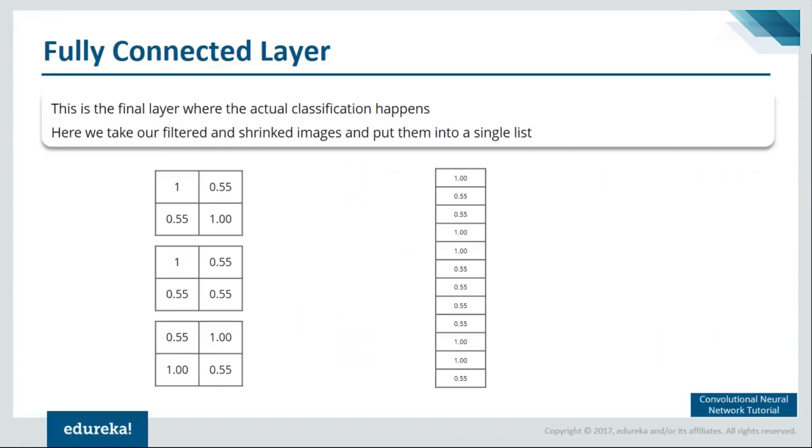Okay. So what we are doing here is we are going to take the shrunk images and put them into a single list. So basically this is what we have got after passing through two layers of convolution, ReLU and pooling. And this is what we have got. So basically we are converting it into a single list or a vector. How do we do that? We take the first value 1, then we take 0.55, then we take 0.55, then we take 1 again. Then we take 1, then we take 0.55, 0.55, 0.55. Then we again take 0.55, 1, 1 and 0.55. So this is nothing but a vector, or you can say a list.